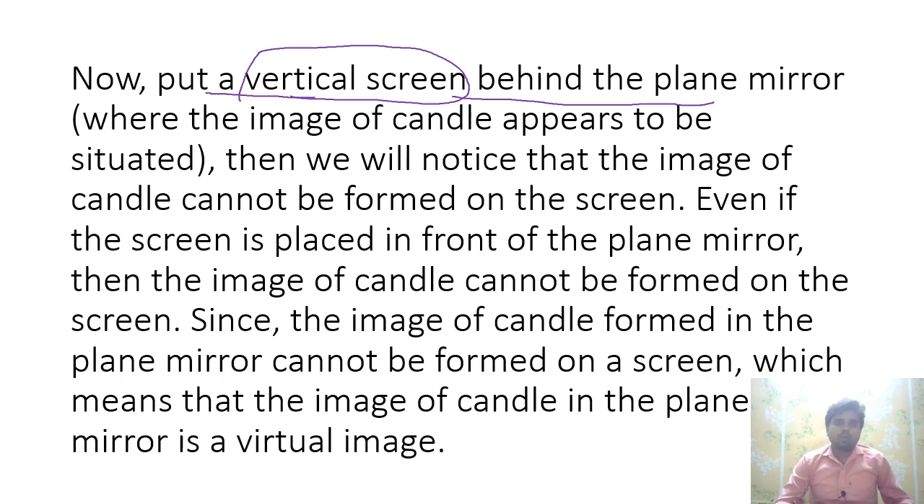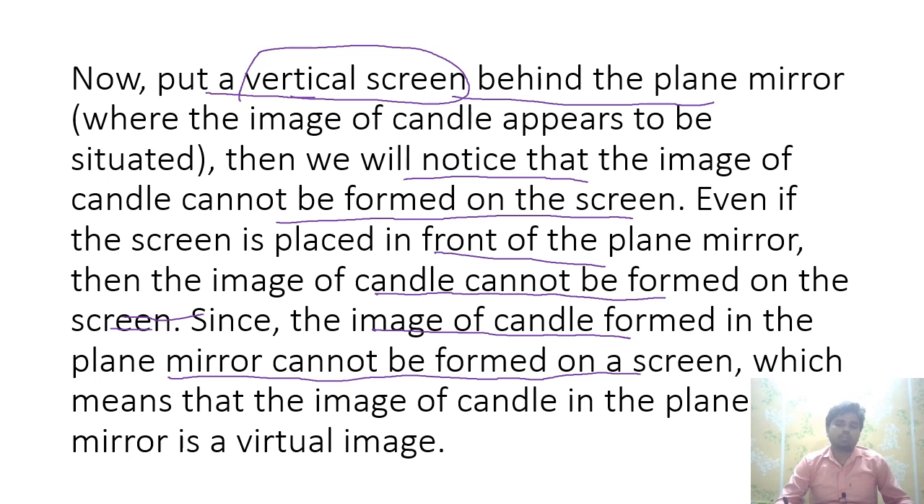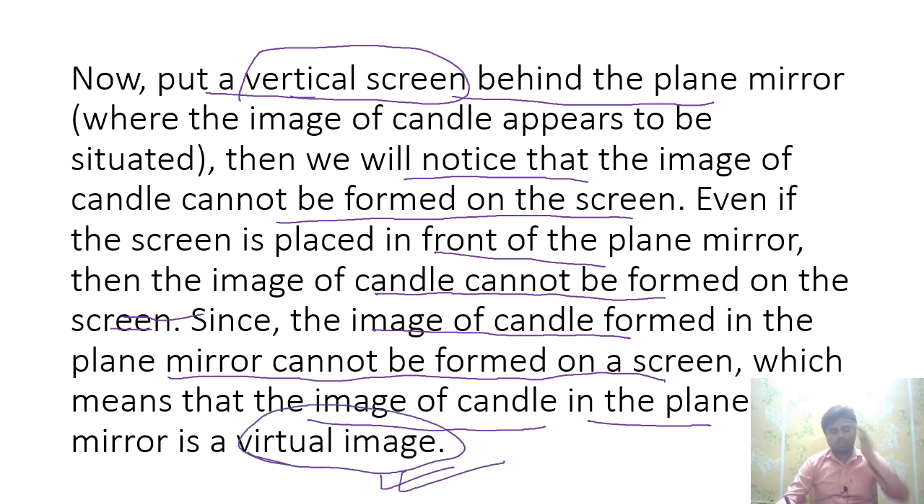Then we will notice that the image of the candle is not formed on the screen. Even if the screen is placed in front of the plane mirror, the image of the candle cannot be formed on the screen. Since the image of the candle formed in the plane mirror cannot be formed on the screen, it means that the image of the candle in the plane mirror is a virtual image. It is always a virtual image. Is it clear to everyone, students?